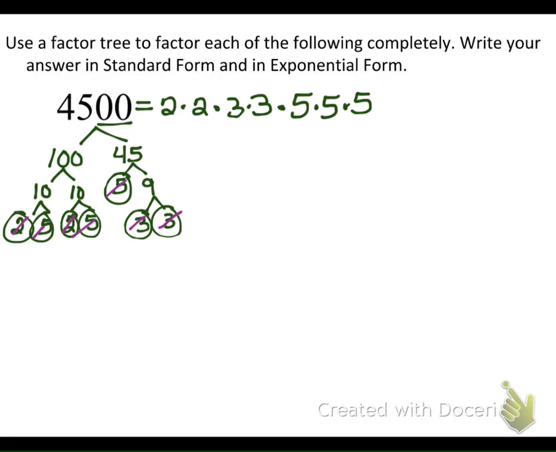So my standard form will then be 2 times 2 times 3 times 3 times 5 times 5 times 5. I now need to write that in exponential form, which will be 2 to the second power times 3 to the second power times 5 to the third power. And that's your final answer.